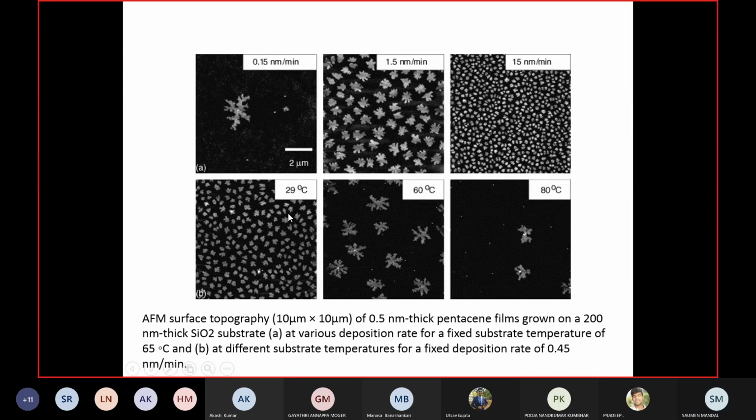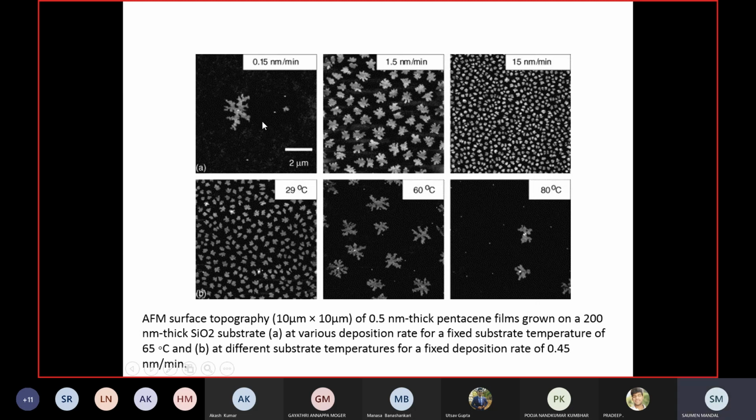And the second one, in this case, the 29, 60 and 80, is at different substrate temperatures for a fixed deposition rate. So the deposition rate I am fixing here at 0.45 nanometer per minute, but I am changing the temperature. So in this study, what is observed?